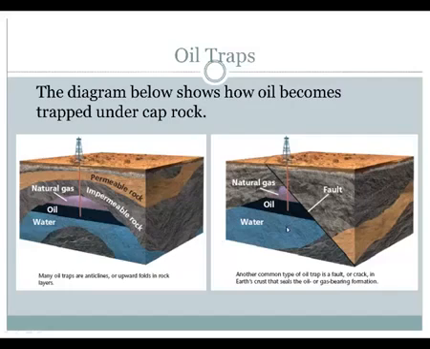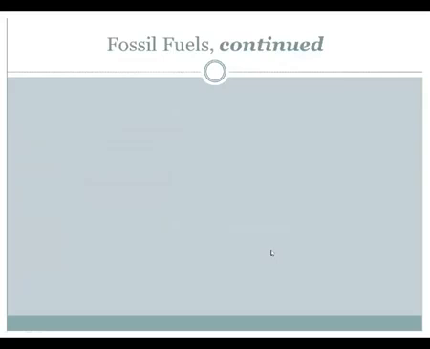This picture over here just shows another formation that occurs usually along a fault line. So you get an area where a cap rock or an impermeable layer kind of slides in over top of an area where water, oil, and natural gas have been forming.